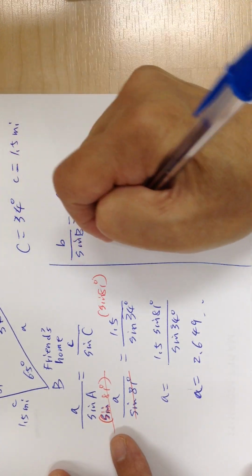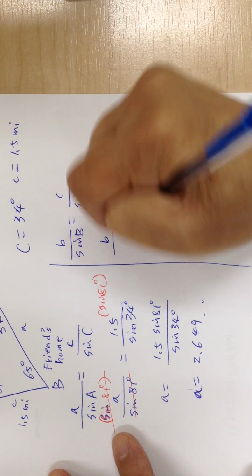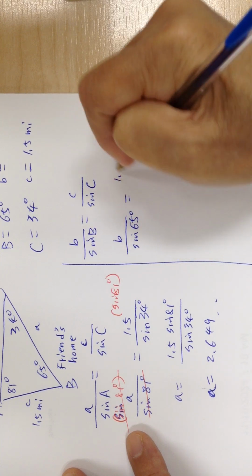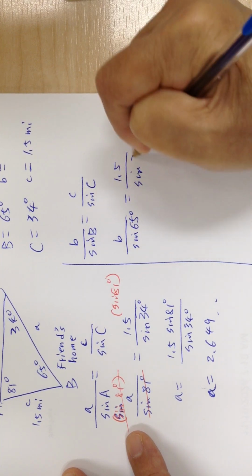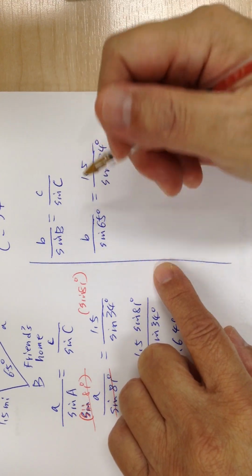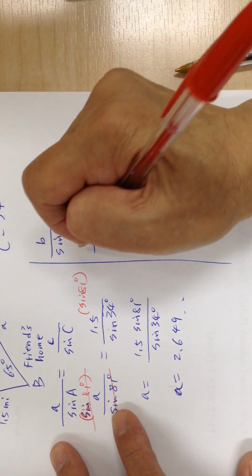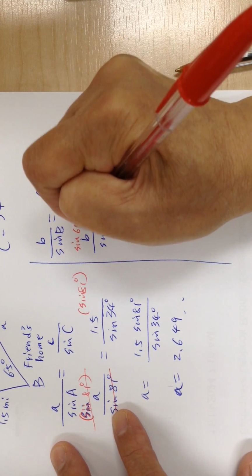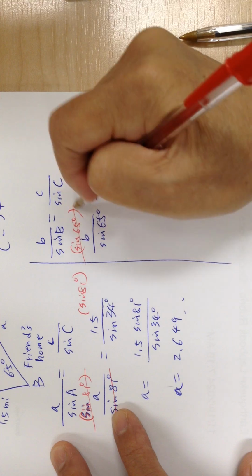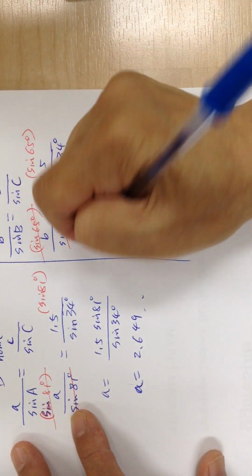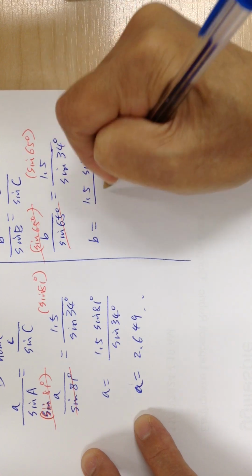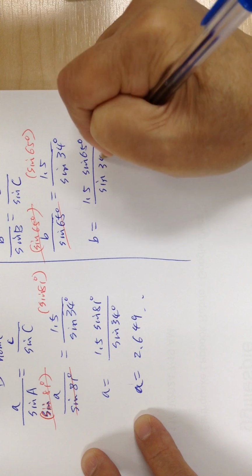So you can move things. Substitute: B over sine of 65 degrees equals 1.5 over sine of 34 degrees. Move things over again to solve for B. Don't cross multiply, because when you cross multiply, you have to do extra steps. Multiply by sine of 65 degrees so that you can cancel this out. So you get B equals 1.5 sine of 65 degrees over sine of 34 degrees.